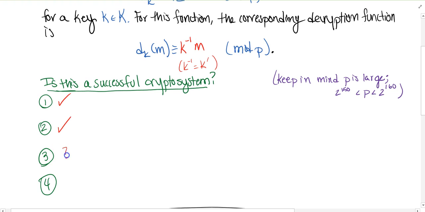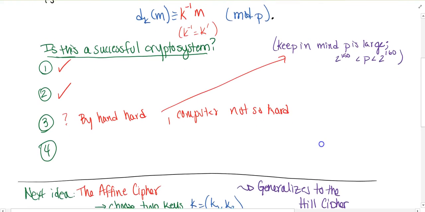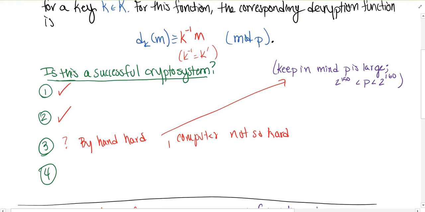Well, that kind of depends. By hand, yeah, it's hard, because again, P is something very large. We're talking between 2 to the 150 and 2 to the 160, something like that. But for a computer nowadays, not so much. Again, it might take some time, but it will be vulnerable. And certainly, the more information we have for number 4, a computer can piece that together really quickly. So I would say, yeah, 4 is not going to work in our favor.